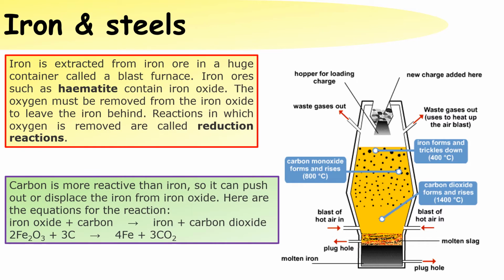Carbon is more reactive than iron, so it can push out or displace the iron from iron oxide. So the equation for this is iron oxide plus carbon goes to form iron plus carbon dioxide.